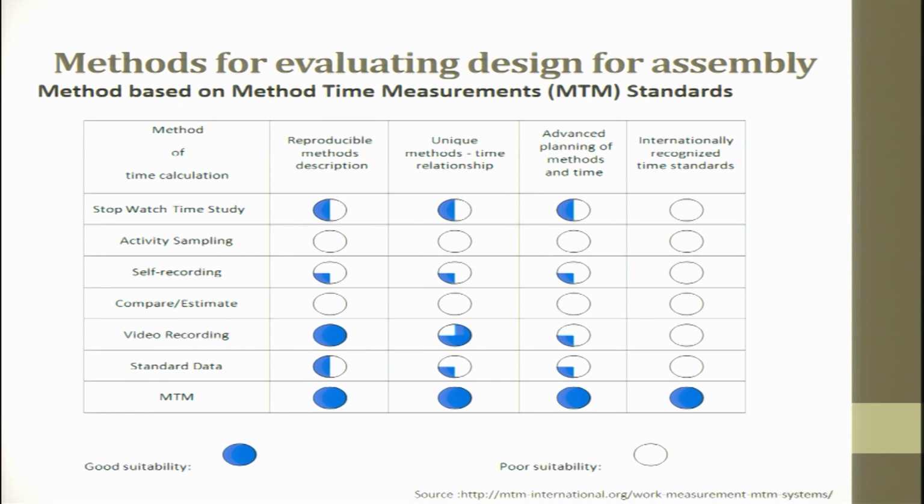This tries to tell the different ways in which measurements are calculated: stopwatch study, activity sampling, self recording, that is to say a camera on a helmet, then compare and estimate, video recording, standard data which is available in the books, then MTM study, method time measurement study. Here it gives good reproducibility, the time relationship is very good, advanced planning and methods it can help, and it is internationally recognized as a time standard. So this is design for assembly, another technique which we are using.